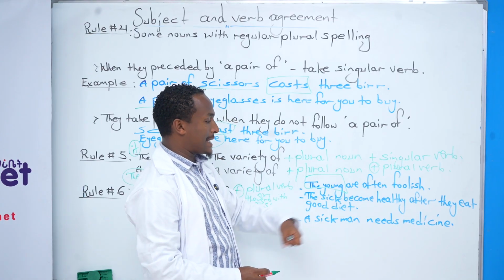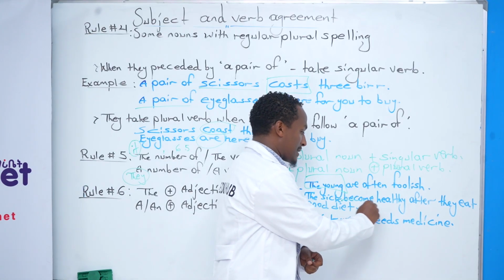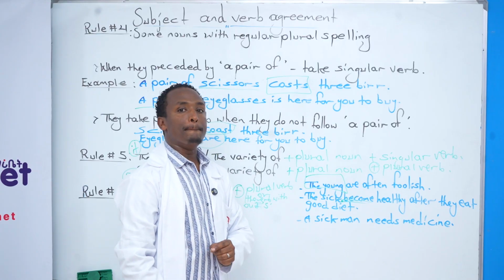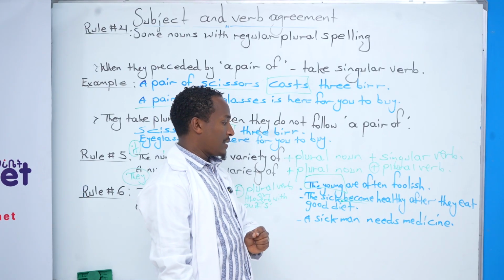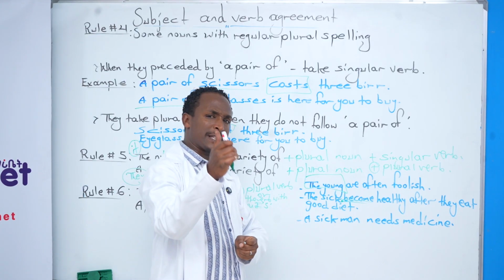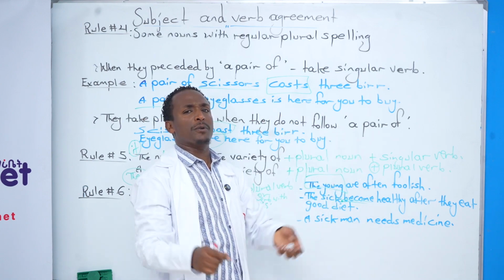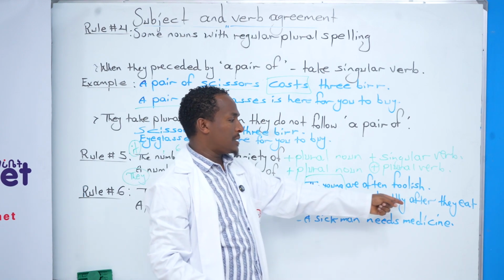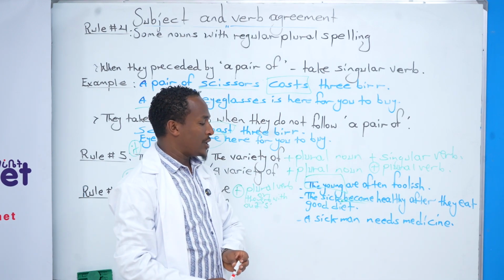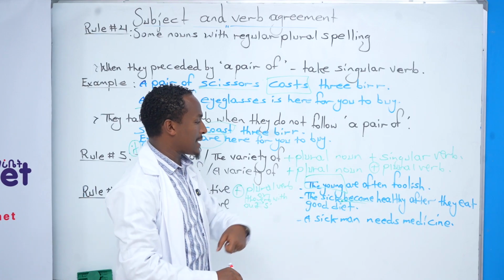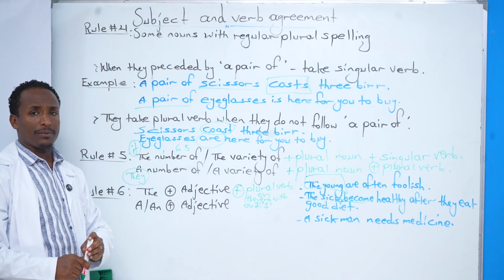What about the sick? Become, not becomes. The sick become healthy. You are talking about not only one sick person, you are talking about so many sick people. They become healthy after they eat a good diet. So the plus adjective means a plural subject.